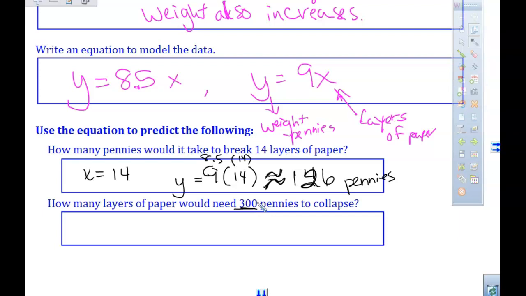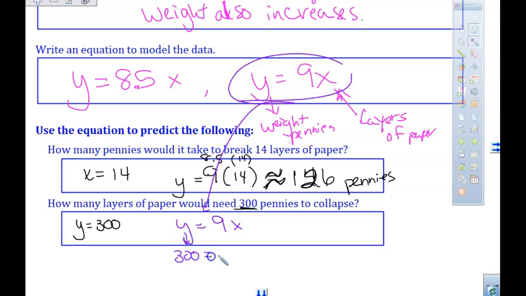It's the Y. It's our number of pennies, right? So we're going to put Y equals 300. This is the one that's a little trickier for some of you to do. So I'm going to use this equation, Y equals 9x. Except I'm not replacing x, I'm replacing the y. 300 equals 9 times x.